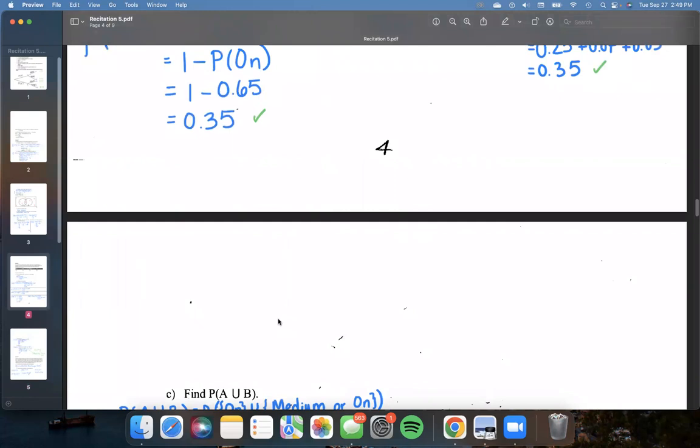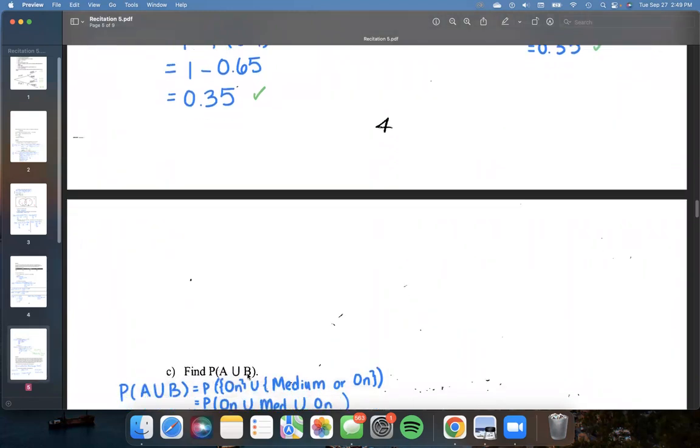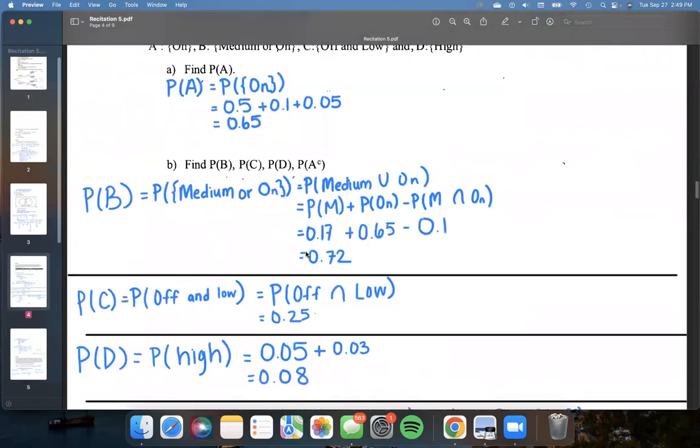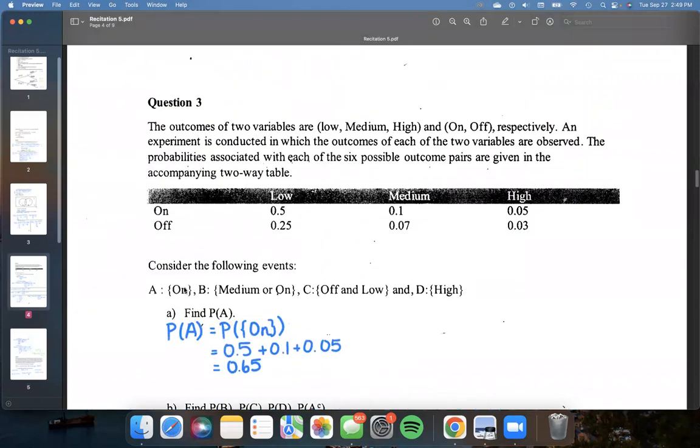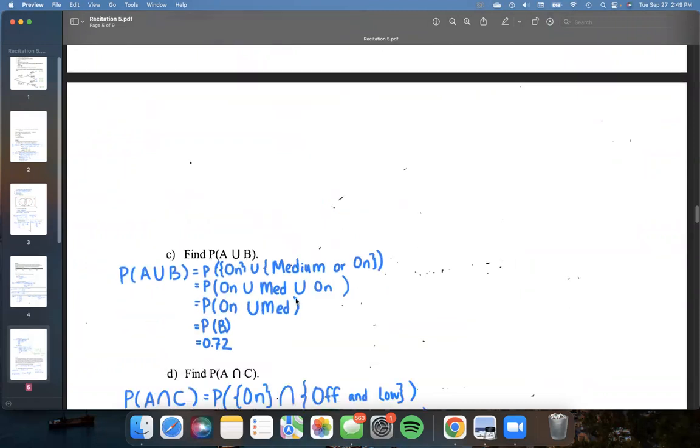Problem C is find the probability of A union B. Sorry, not intersect, union. So if we look at what is event A? A is on and B is medium or on. So we would have the probability of on union the probability of medium or on.